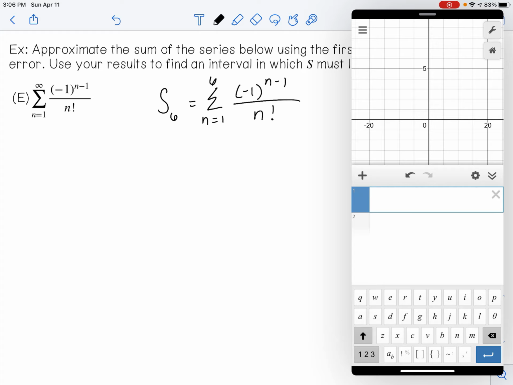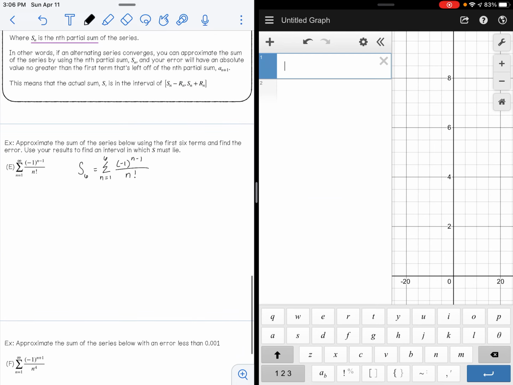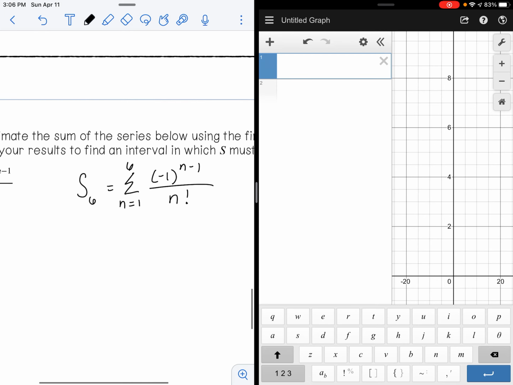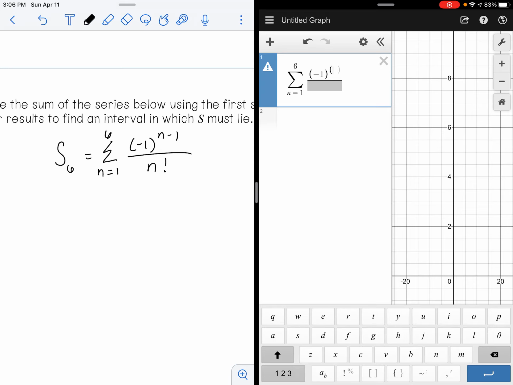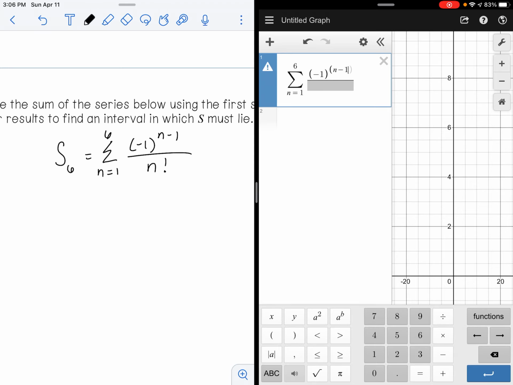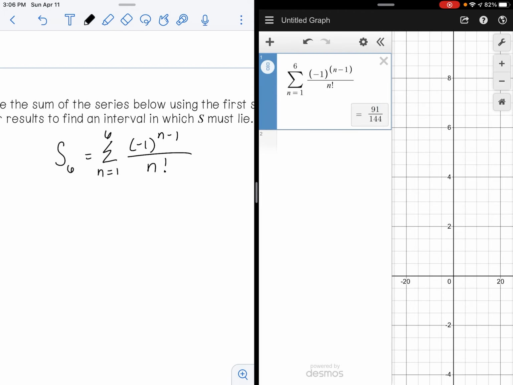Okay, right, so I'm going to actually split my screen here just so I have a little bit more to look at. Okay, so I'm going to do functions, sum from n equaling 1 to 6 of my fraction. If you don't want to watch me type, go ahead and fast forward through this a little bit. We got n minus 1, and that's all over n factorial. I'm going to make it a fraction.